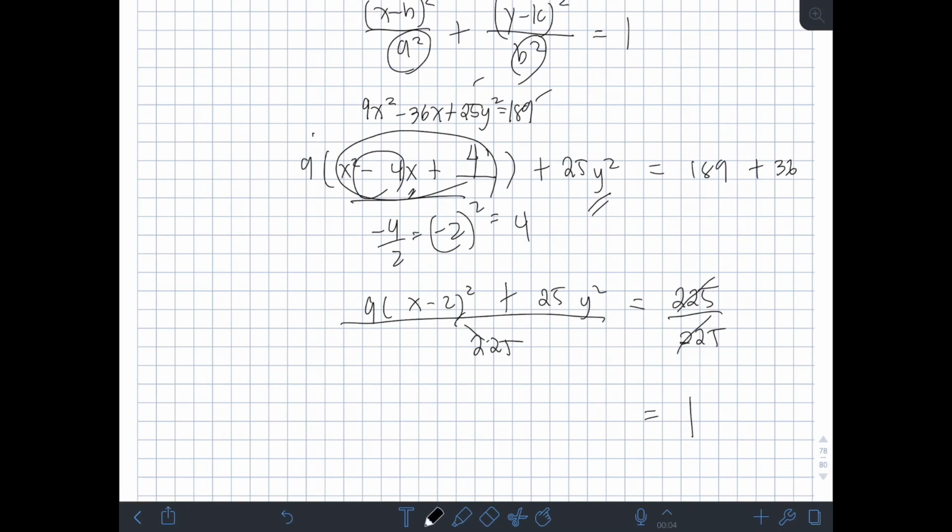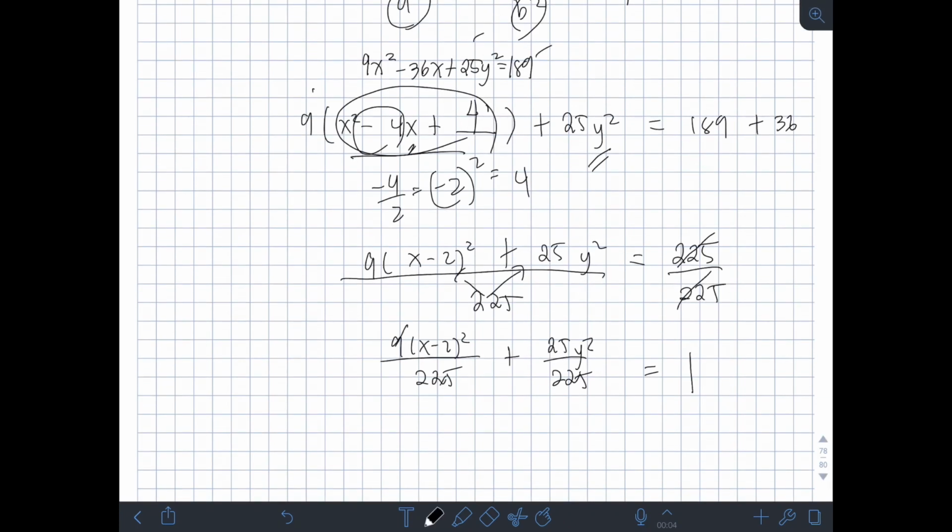Then, distribute natin itong 225. So, 9 times x minus 2 quantity squared over 225 plus 25y squared over 225. So, simplify. 9 divided by 225 is what? 1 over 25. So, x minus 2 squared over 25 plus 25 divided by 225 is what? 1/9. So, y squared over 9 equals 1.